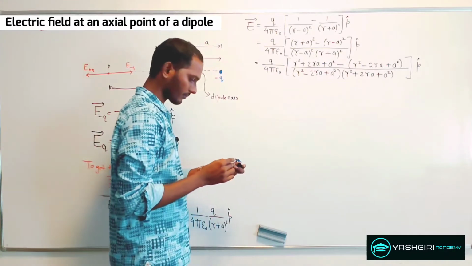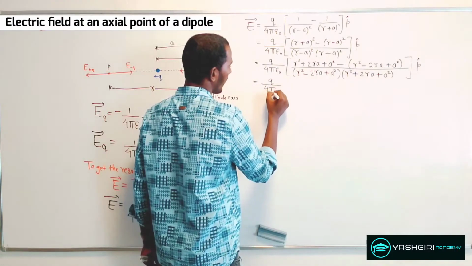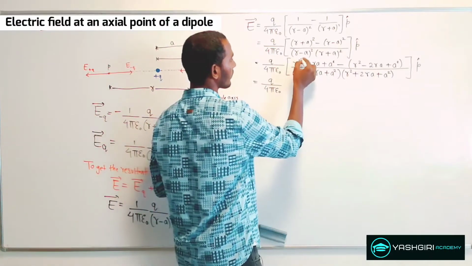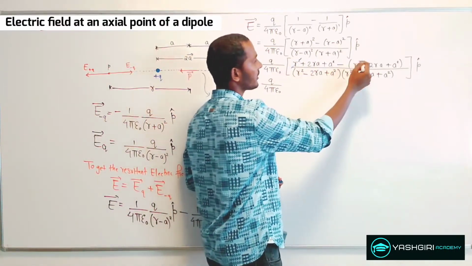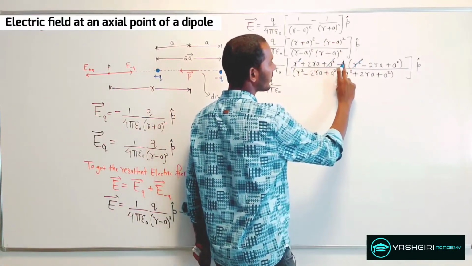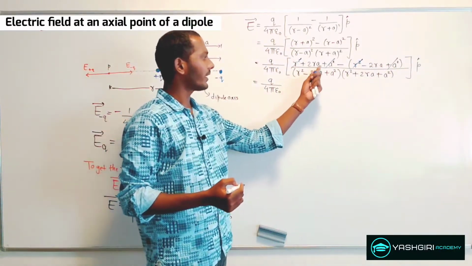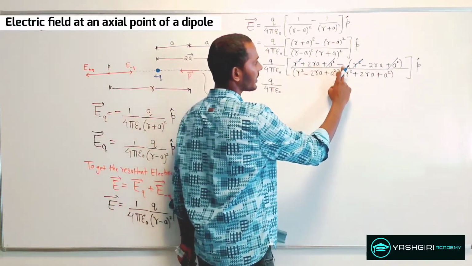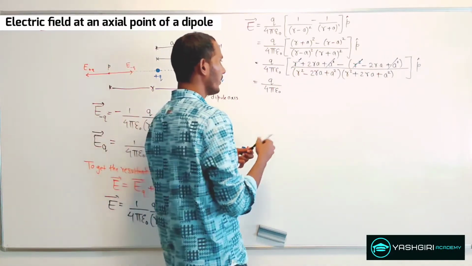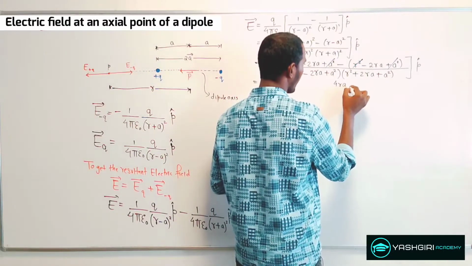Now if you see this expression, again I can write this as q upon 4 pi epsilon naught, and here the r square, when I open it up, minus into plus will get cancelled. In the same way the a square will get cancelled, with minus into plus giving a minus. So the only term that will be left in the numerator will be 2ra, and minus into minus becomes plus, so overall it will be 4ra in the numerator.